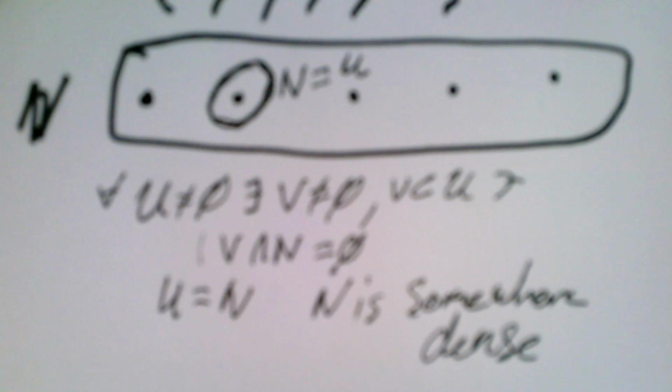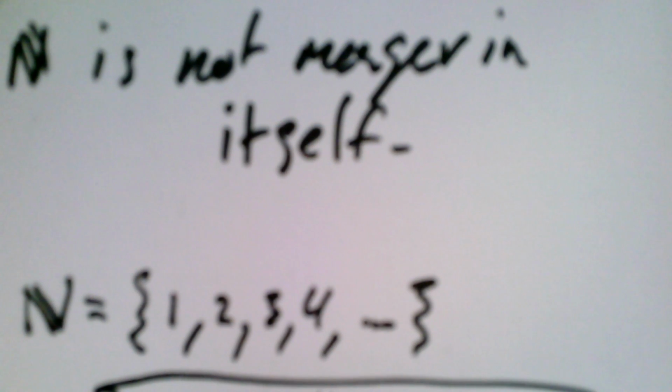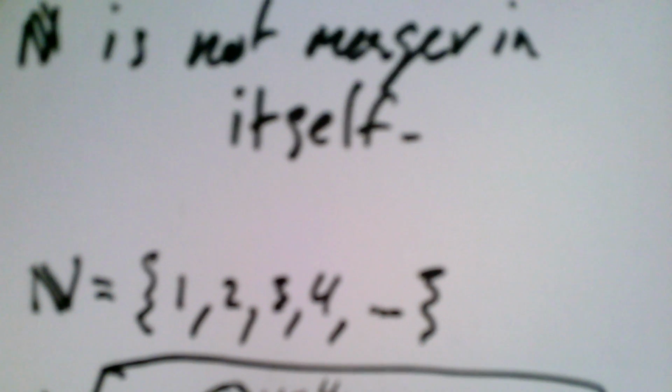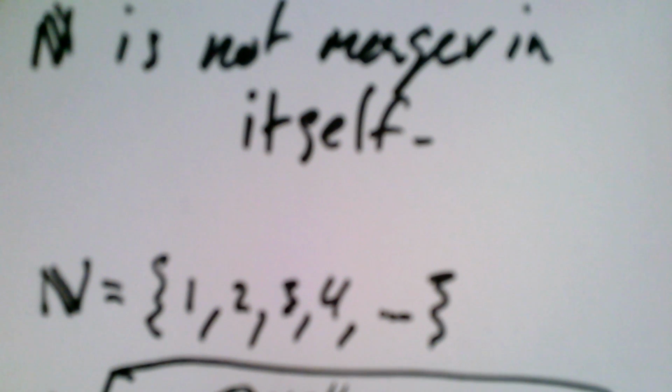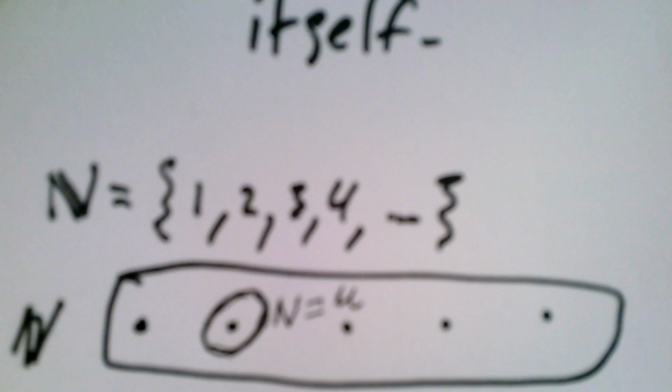Well, how am I going to get a countable union of nowhere dense sets to get a meager set that equals N? Because that was the original goal, to prove that N is not meager in itself. If N were meager in itself, then I'd be able to find countably many nowhere dense sets such that their union is all of N. But every point is somewhere dense.